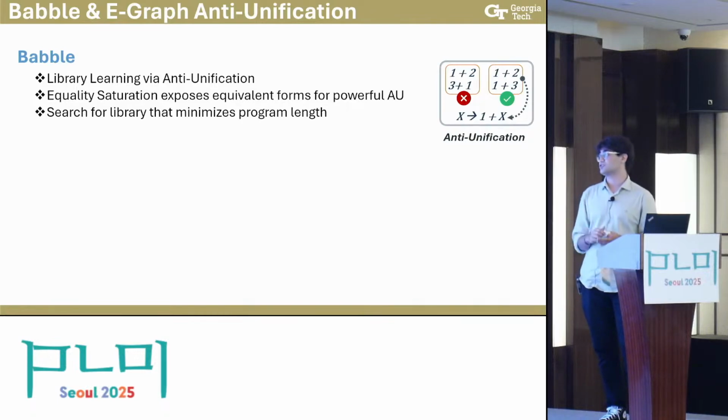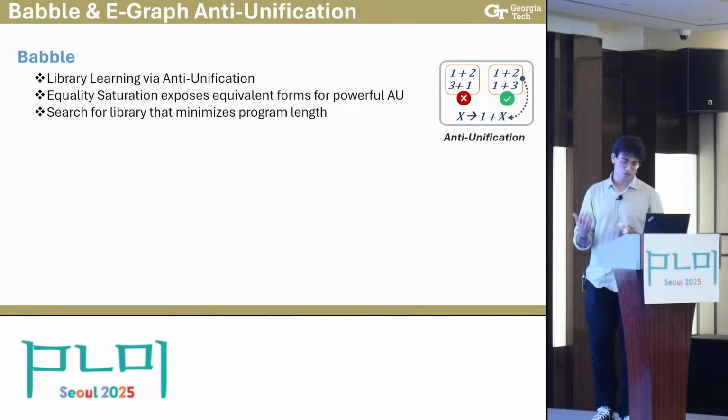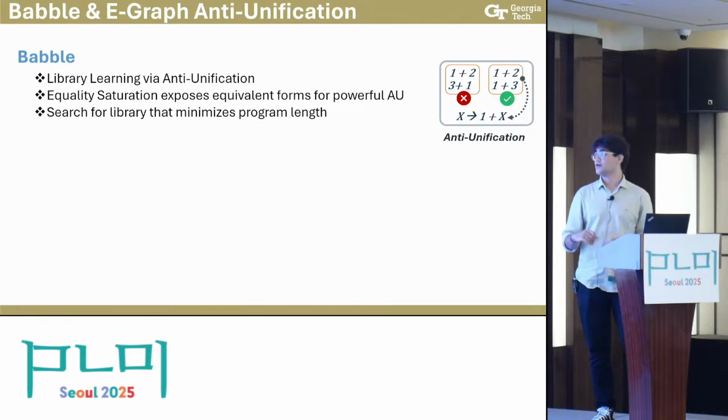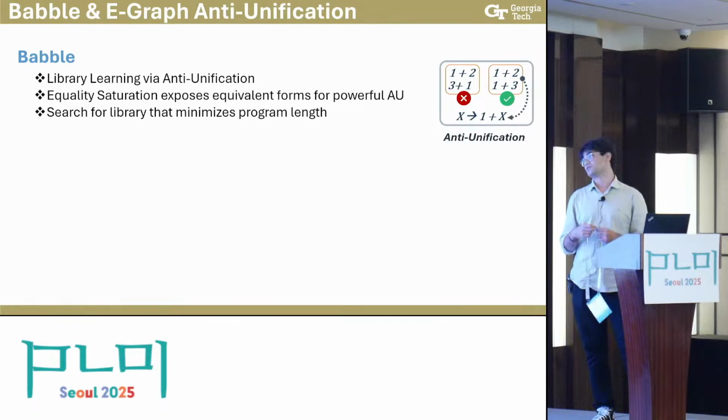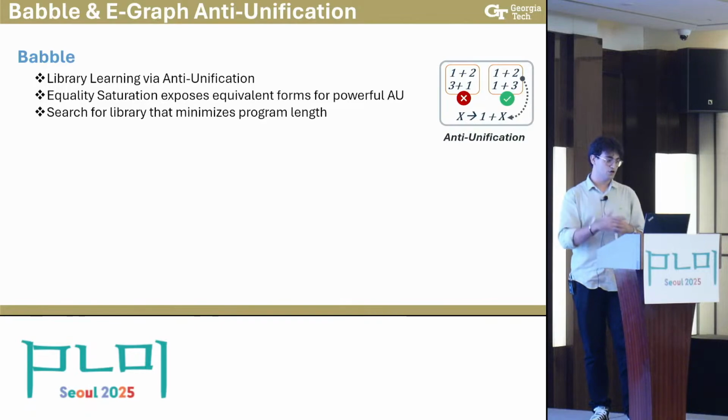And equality saturation can really help in this case because you can expose many equivalent representations of your expressions to find better or more general functions. And in Babble's case, they provided this framework that can do the e-graph anti-unification, and it was highly motivated by program compression. So finding a common library which minimizes the overall program length.